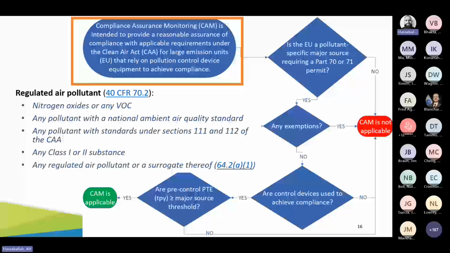Now, a common question we tend to get here is whether an otherwise non-regulated pollutant that is being used as a surrogate for a regulated pollutant would apply for this purpose. And the short answer is yes, it applies. According to 40 CFR 64.2(a)(1), the unit is subject to an emission limitation or standard for the applicable regulated air pollutant or a surrogate thereof.